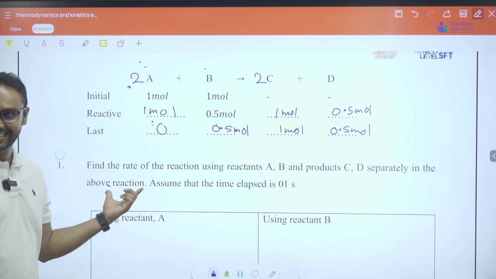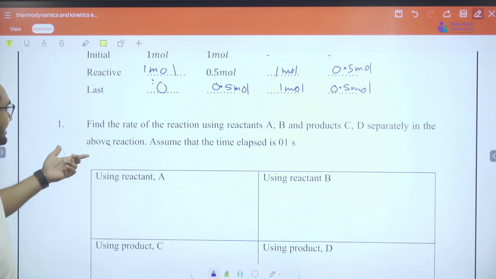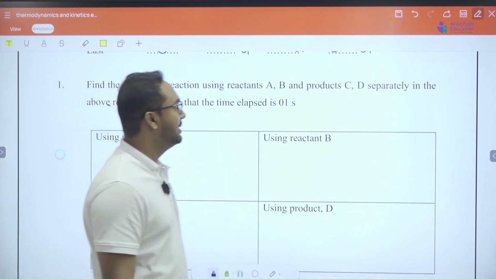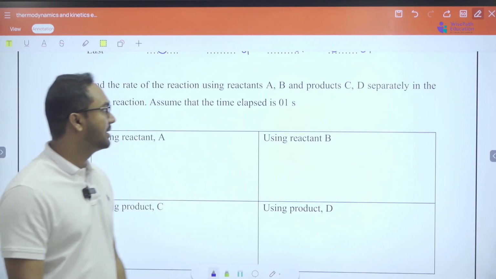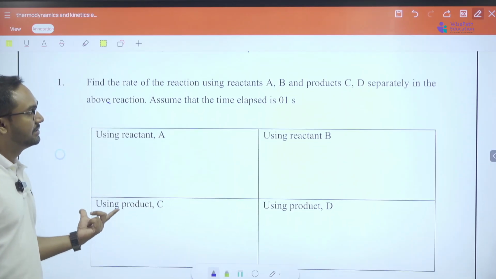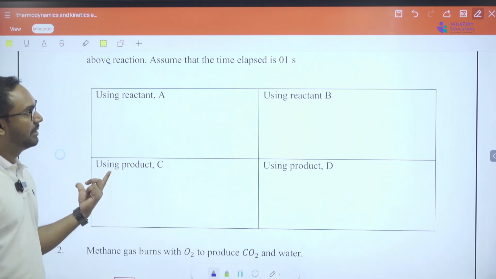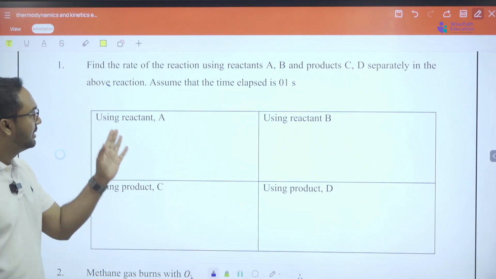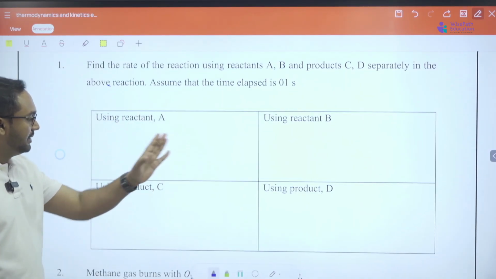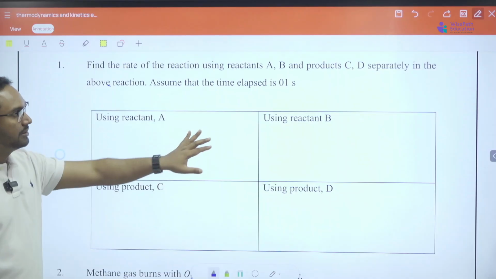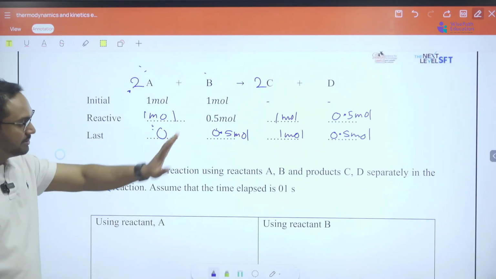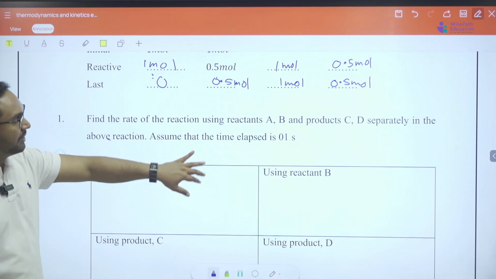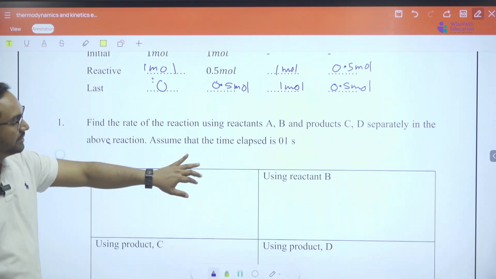Right. So you have to write it. Find the rate of reaction using reactants A and B and products C and D separately in the above reaction, assuming that the time elapsed is 0.1 second. So the time is 0.1 second. Using A, B, C and D, write down the formula and the values and get the answers quickly. Using these values, you have to fill the table.